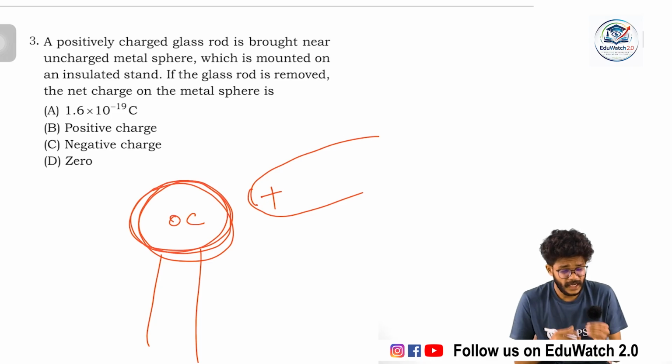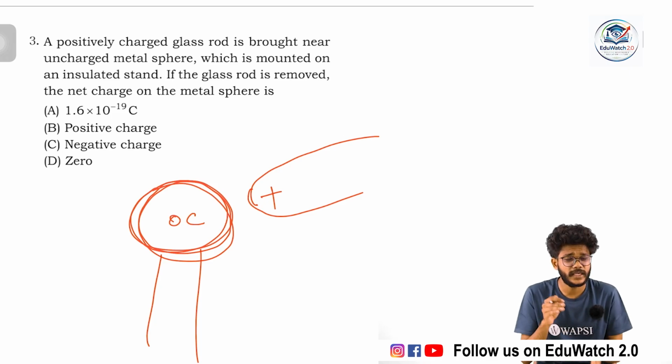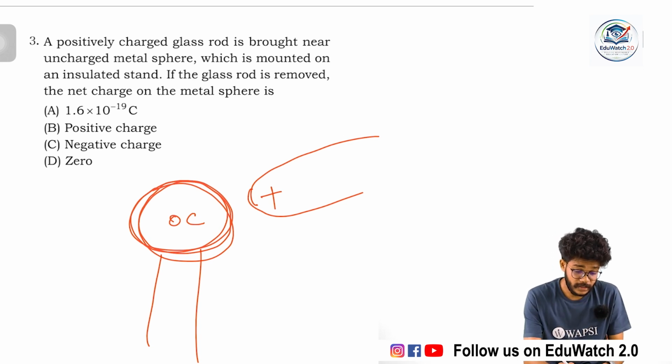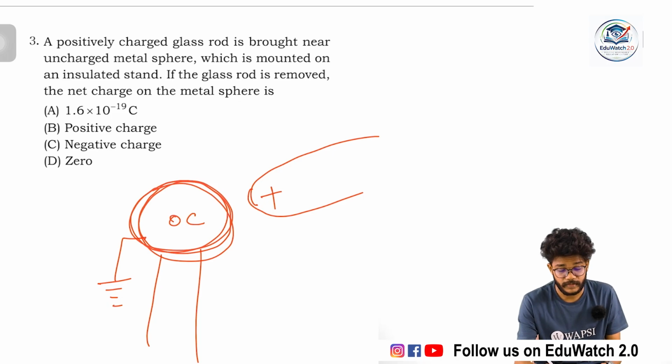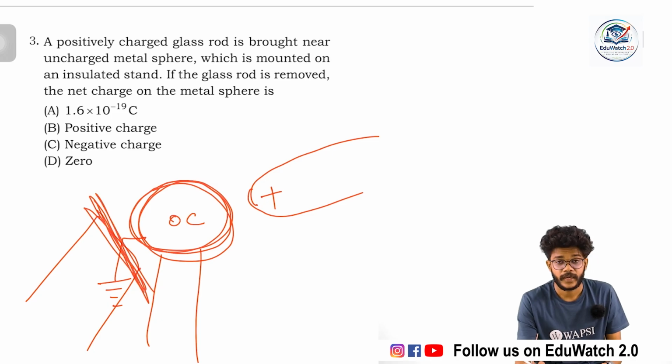Actually, some correction is needed in the question. The metal sphere is earthed. Initially it is earthed, and before removing the glass rod, we want to remove the earth.